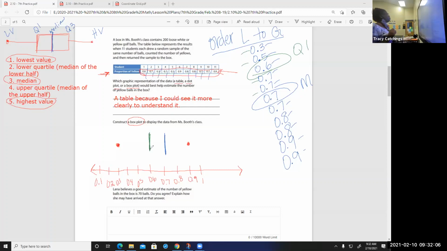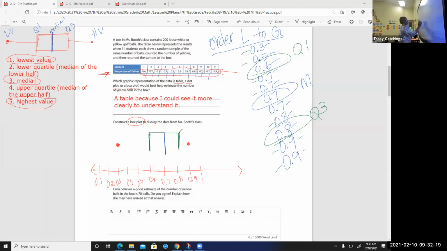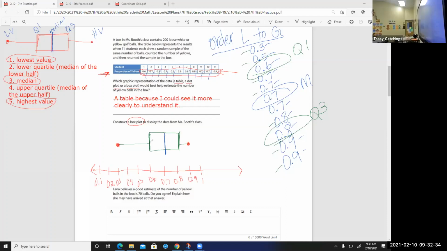All right, and then we would do the same at the top. 0.8. Great job. Then, of course, connect your box, and then connect your whiskers to the box. Any questions about it? No, ma'am.